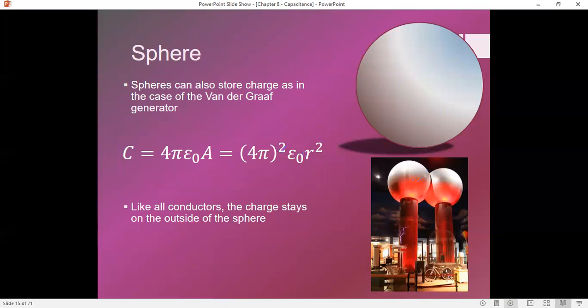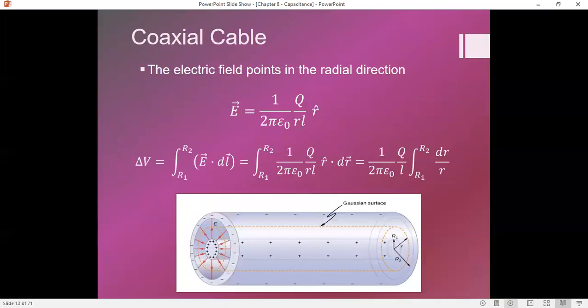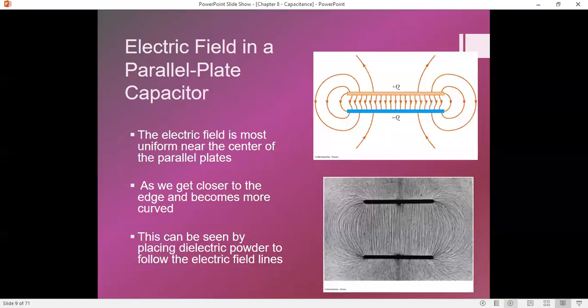But again, once again, in terms of the main thing here is, yes, different objects will have different abilities to store charge based on the voltage that we put across them. But really the most common geometry that we use to store charge is the parallel plate capacitor.